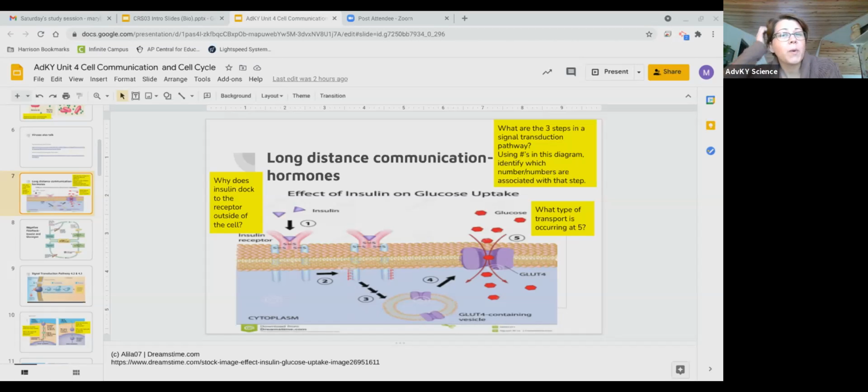All right, so reception, I think most of us look like we're in agreement here. Reception is your first step, and that would be number 1. So the cell is receiving the signal here. 2, 3, and 4 are going to be our second step, which is transduction. And then 5 will be our response here.